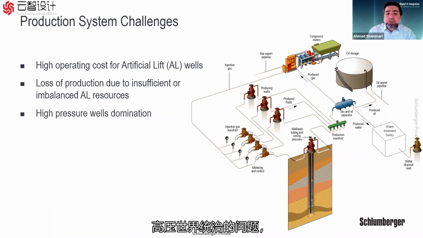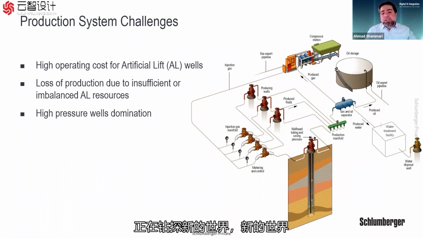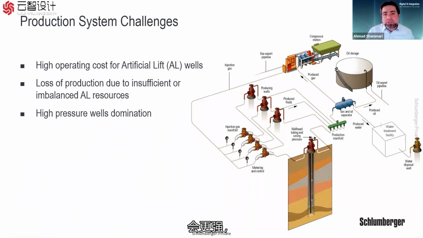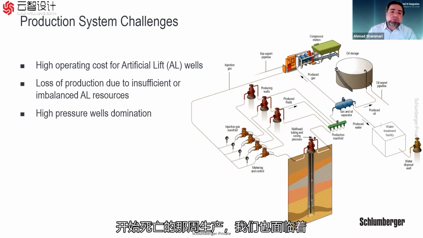We have a problem of high pressure wells domination. This is a known problem, especially if you have a mature field and then you are drilling new wells. New wells will be stronger. When the production comes to the surface, the hydrocarbon will come with high pressure, and this pressure will propagate to the production network and can cause back pressure to other wells. This is what we call high pressure wells domination. The strong wells will be producing, and the weak wells will start to die.